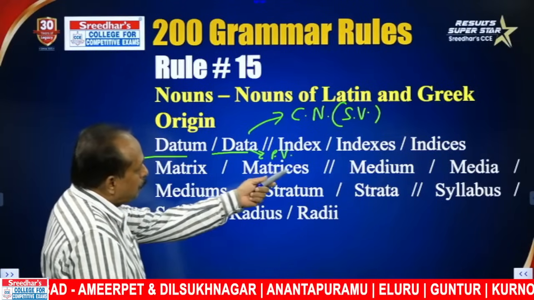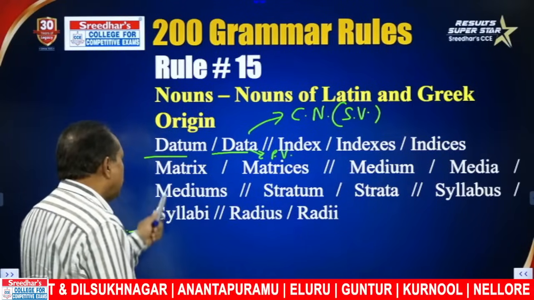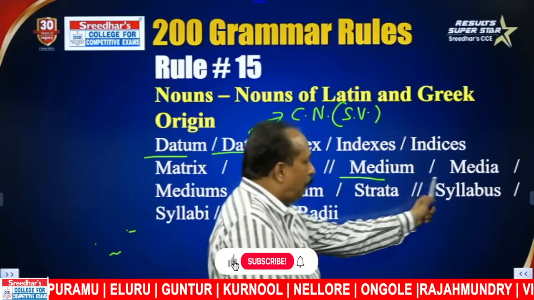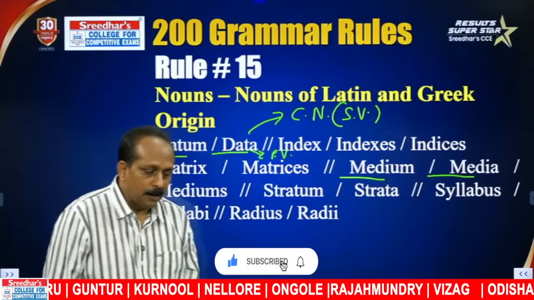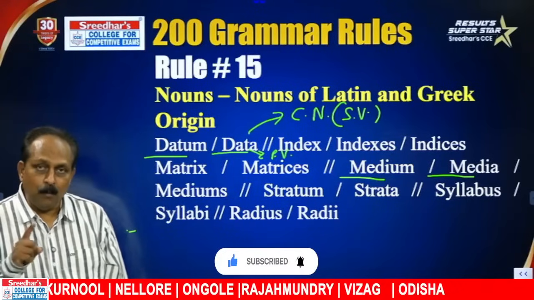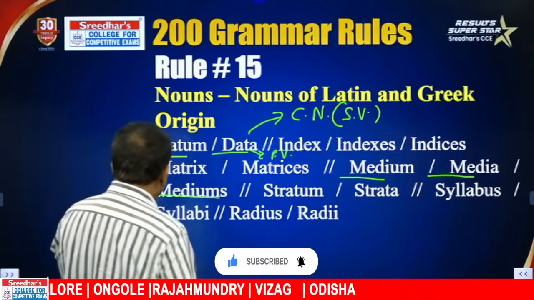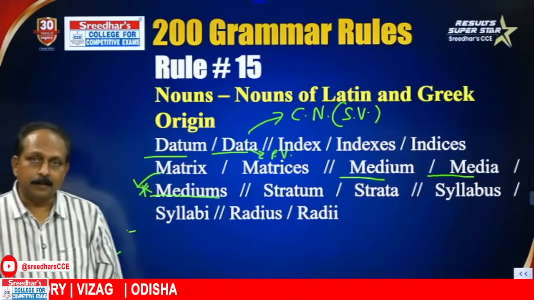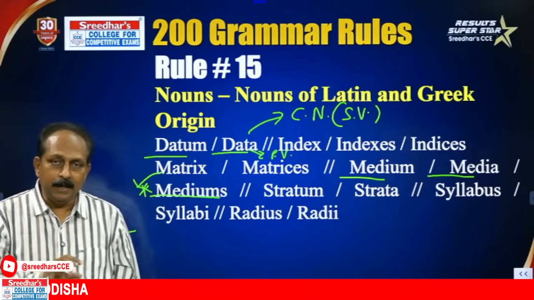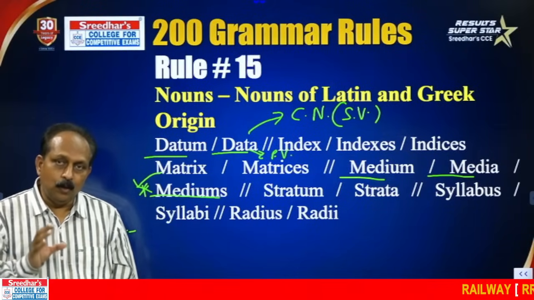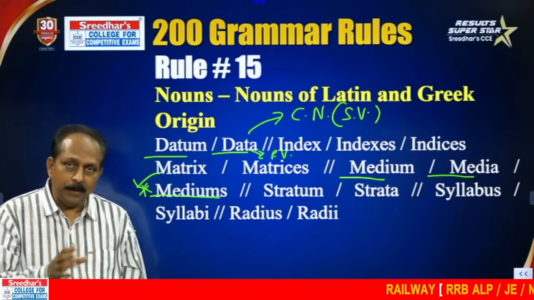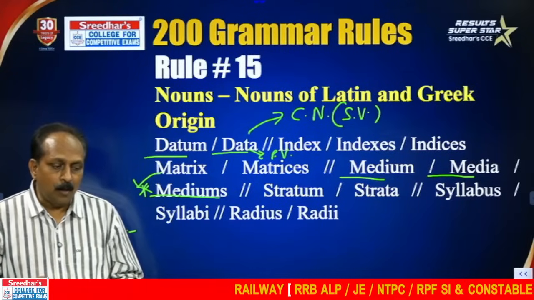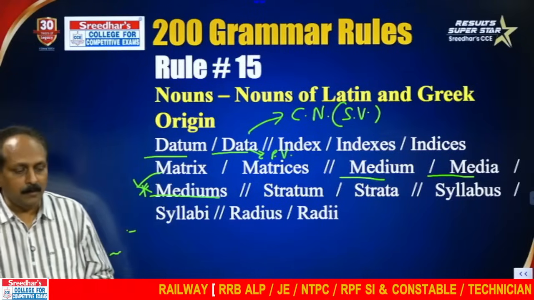Index, it could be indexes, it could be indices. Matrix, matrices. Medium, many of you know what is the plural of medium. You will answer immediately media. But there's one more form, mediums. Some students may think medium, media. Medium's wrong. No, no. Do remember the plural of medium. There are two words. One is media, everyone knows. The other one, mediums. Now you may ask, sir, we have never seen this.